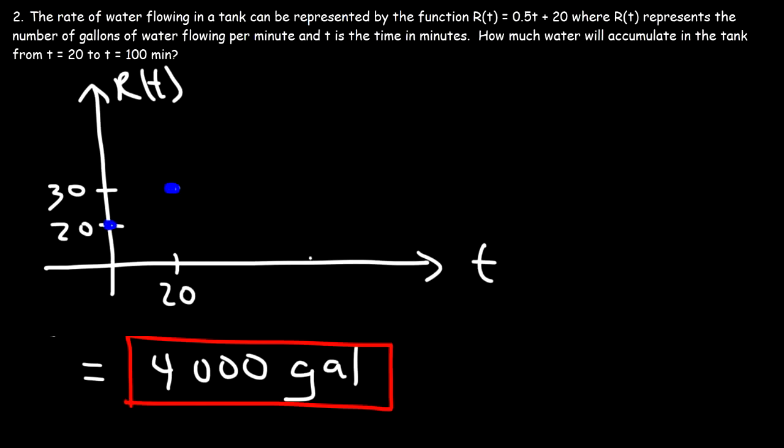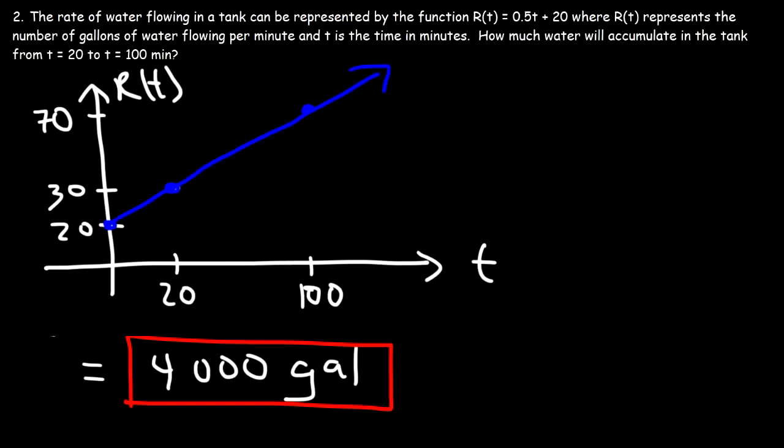Now what about r of 100? So 0.5 times 100 is 50 plus 20, that's going to give us 70. So r of 100 is 70. And now we can draw a straight line.